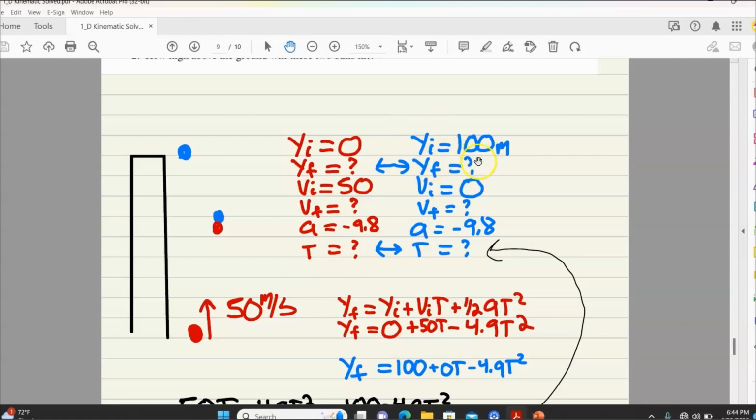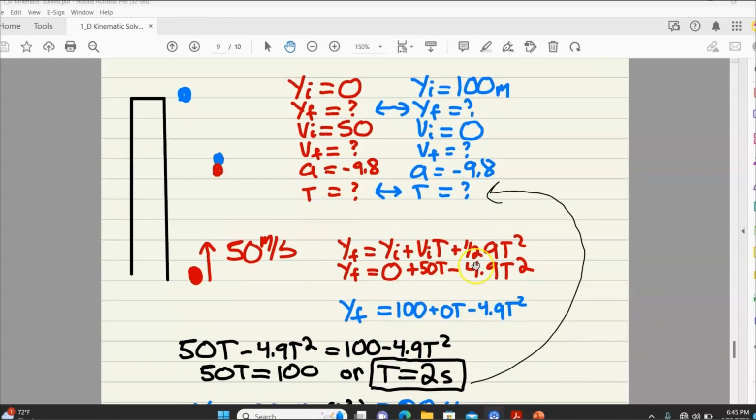For the blue ball, Y initial is 100 meters. Y final is unknown, although it's the same Y final as for the red ball because they hit each other at the same location in space. V initial is 0. The ball is dropped from rest, which means you just hold it and let go of it. V final is unknown. Acceleration is negative 9.8. And the time is unknown. The two times will be the same because they meet at the same time.